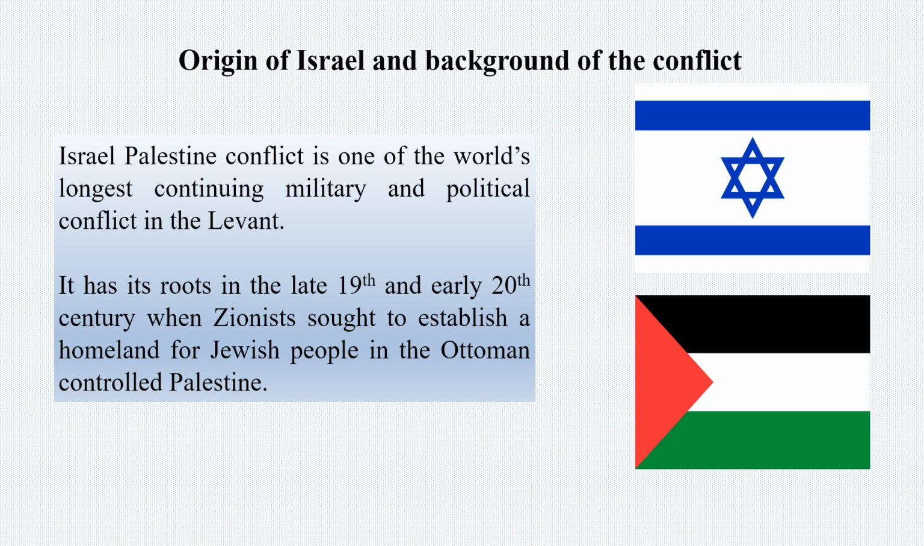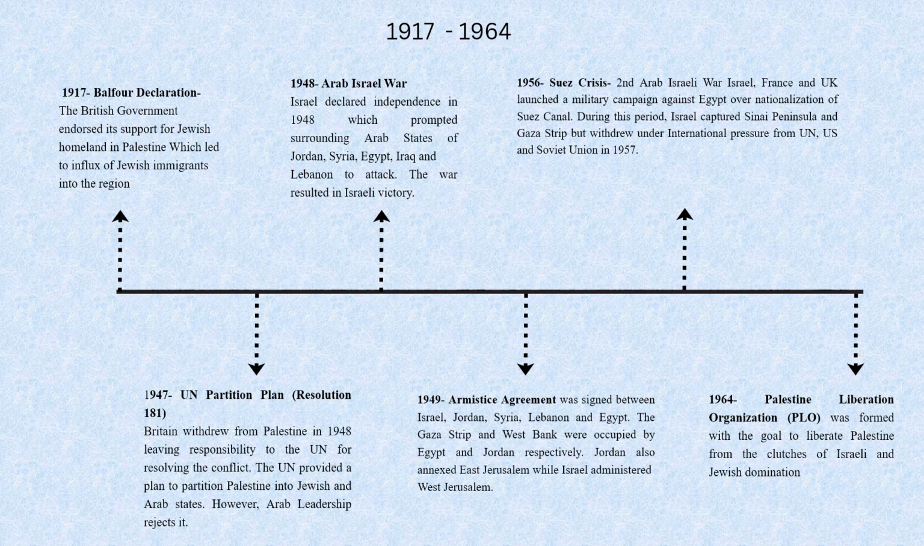In 1947, finally the UN voted for Palestine to be split into two parts, that is, separate Jewish and Arab states, with Jerusalem becoming an international city. This plan was very well accepted by the Jewish leaders but rejected by the Arab side and it was never implemented. So now let's study the timeline of the Israel-Palestine conflict. First we'll study the period from 1917 to 1964.